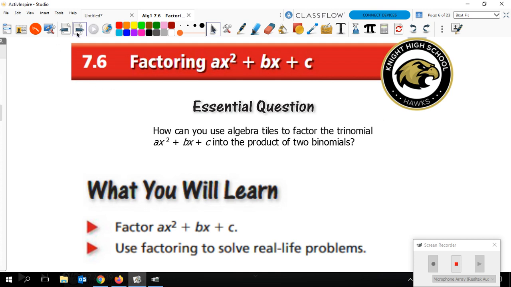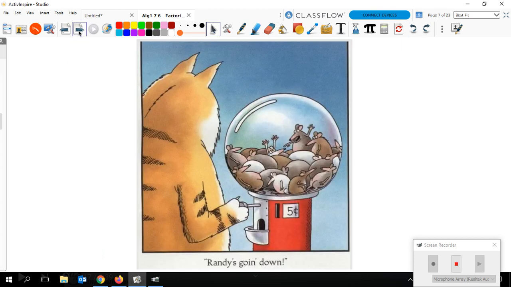All right, so here goes with our cartoon. A cat comes up to what looks like a gumball machine, but it's apparently a mouse machine. One of the mice, Randy's going down! Poor Randy. Guess he got sucked down into whatever that is there. The cat's going to get Randy.